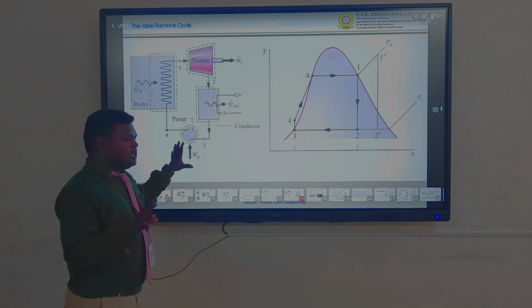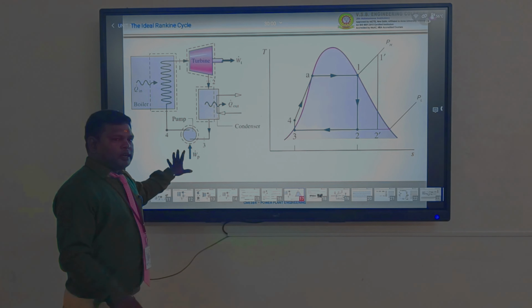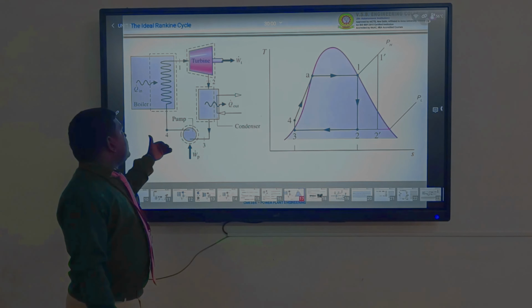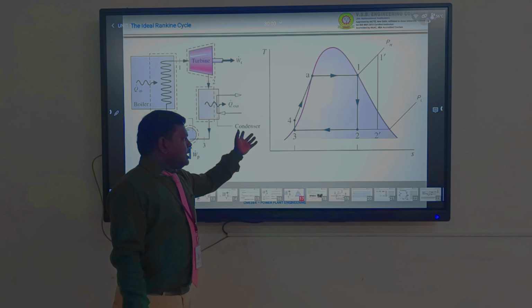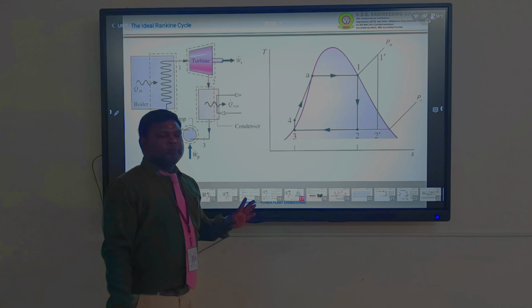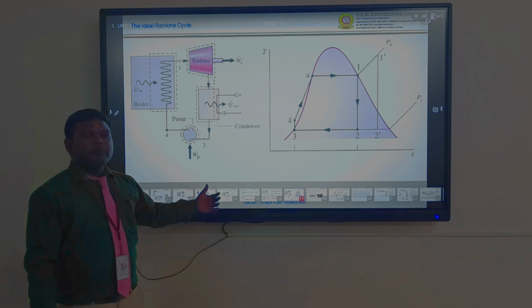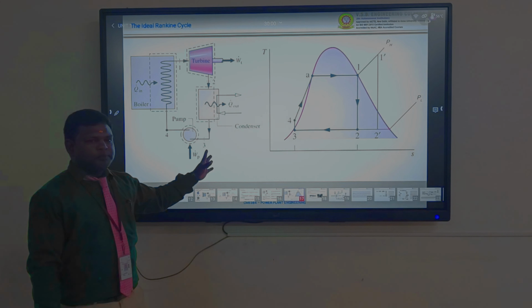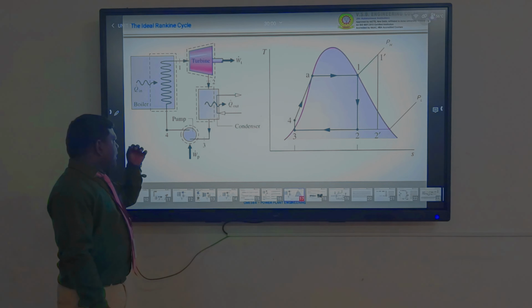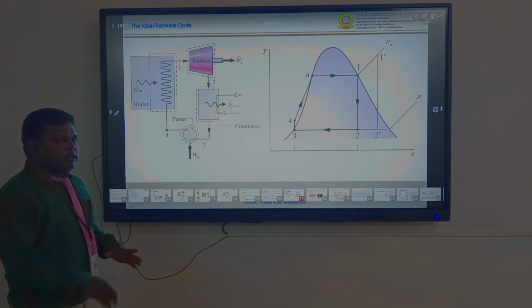In today's class, we will discuss the layout of the ideal Rankine cycle and how we are going to draw the temperature and entropy diagram. Second, we have to follow the formula and see how this equation appears. First, I will explain the layout of the Rankine cycle.